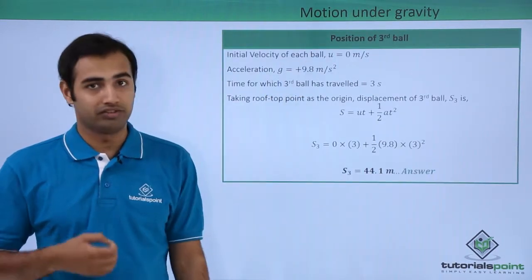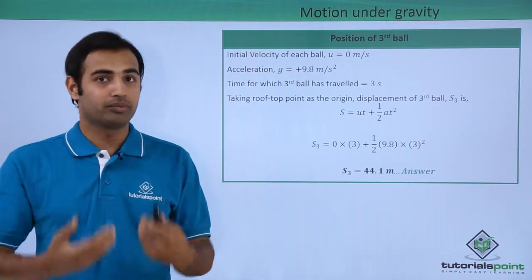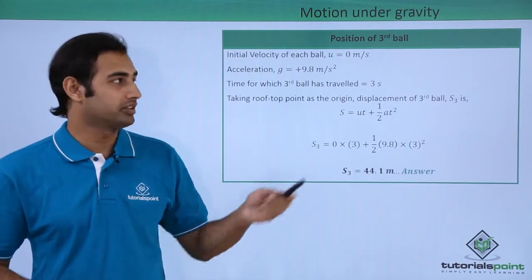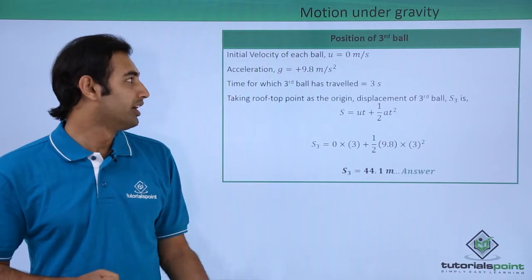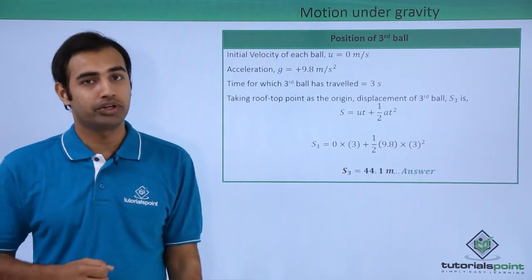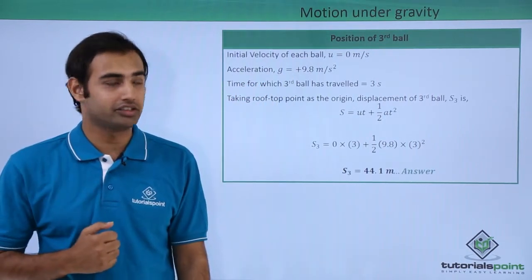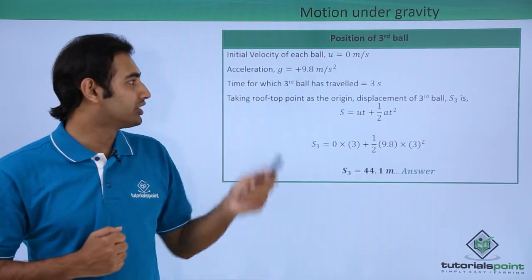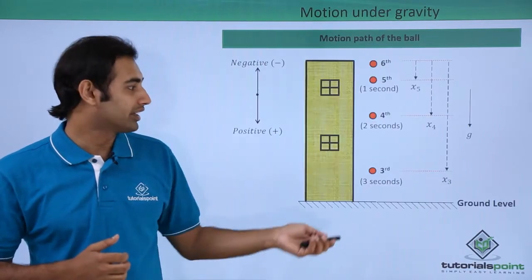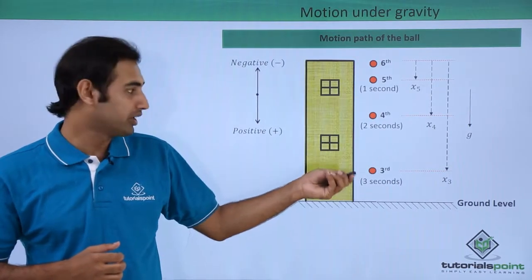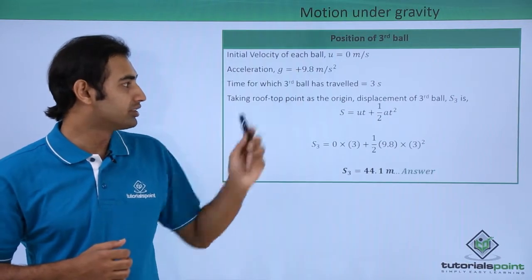For the third ball, we can say that it was dropped from rest because every ball is dropped from rest. So initial velocity is 0. Acceleration due to gravity is plus 9.8. Why? Because I have taken downward as positive. Now time for which third ball has travelled is clearly 3 seconds. We saw that in the diagram, right? Third ball has travelled for 3 seconds. So t is equal to 3.